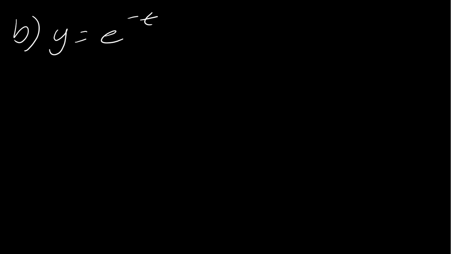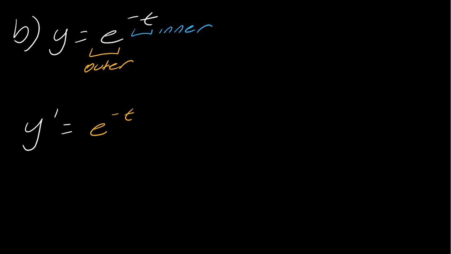Okay, so my outermost function is going to be this e, and then this negative t is going to be my innermost function. Taking the derivative of the outside, this is e, and then I just leave that inner function negative t alone. Then I multiply by the derivative of negative t, which is negative 1. So this is negative e to the negative t when all is said and done.